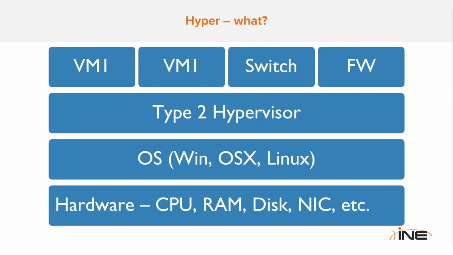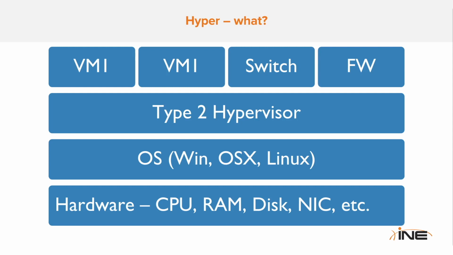Now, as you could guess, because there's a Type 2 hypervisor, there also is a Type 1 hypervisor. A Type 1 hypervisor eliminates the need for a host OS, so we can get rid of that second layer from the bottom, because a Type 1 hypervisor acts as a very limited operating system on its own to handle just enough to get the hardware running, and then it continues its work as a virtual machine manager.